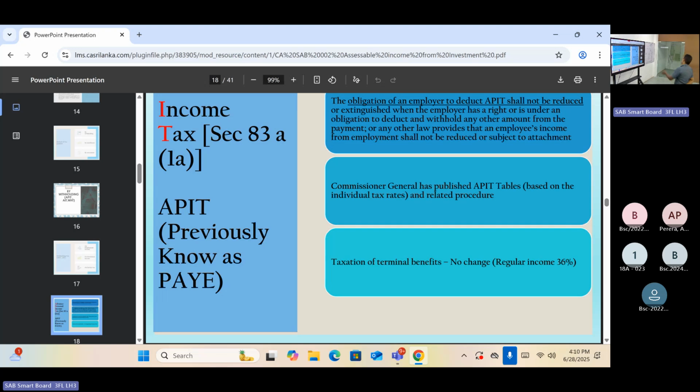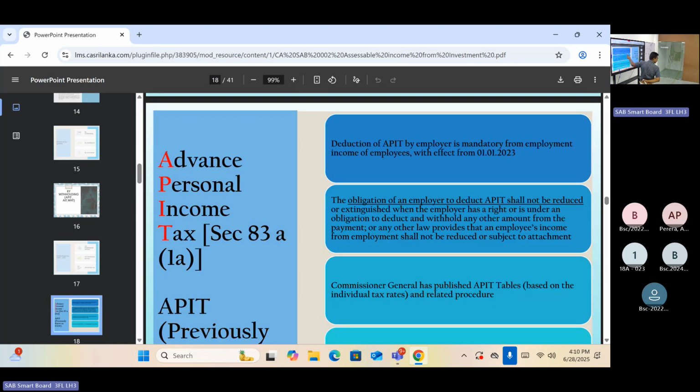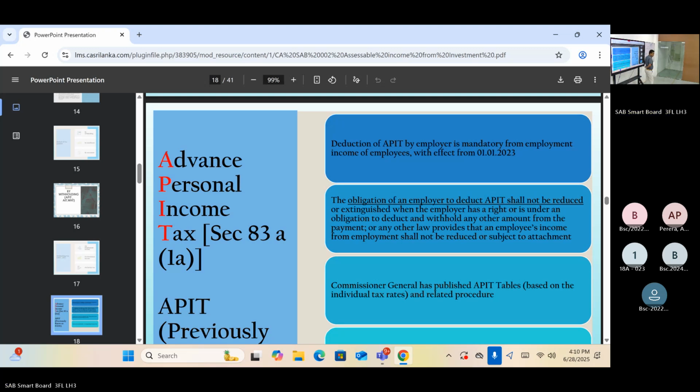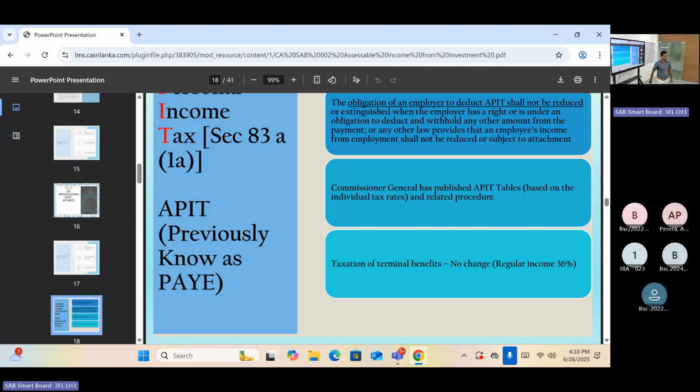So these things are captured because, you know, when the employer is making a payment, he is supposed to deduct tax as per the withholding tax mechanism. They say it is mandatory. So on this part also he has to hold the tax, and this part also he is holding the tax. That's coming under the APIT table. The APIT table says how to deduct tax. Is that clear? Employment income.